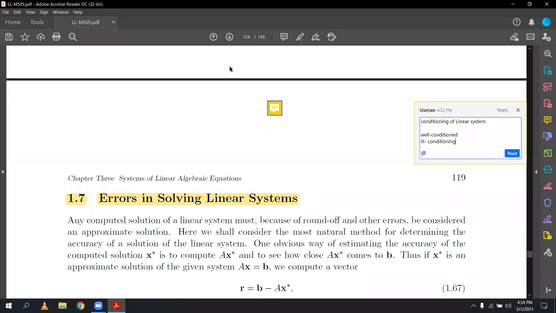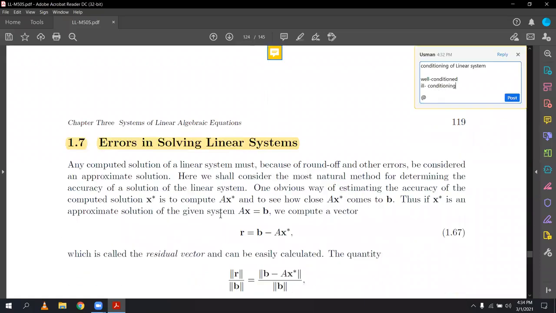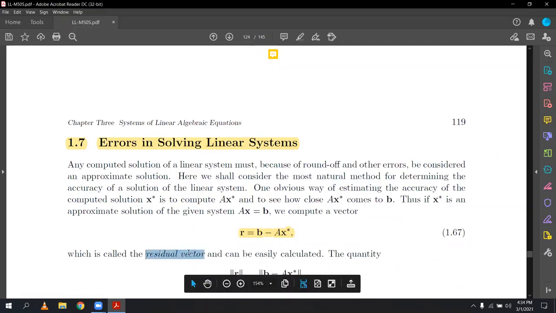So that's the things we have to discuss in this topic, which we call the ill conditioning of the system. For this, we introduce one of the very best vectors, which gives us a close look at the conditioning of the system. It's called the residual vector. And what is this? R is equal to B minus AX star, where B is the original, A is the original, and X star is an approximate solution we get with the help of some numerical method.